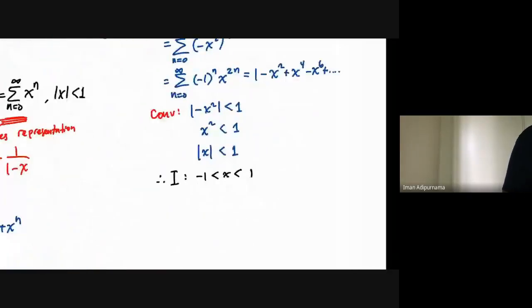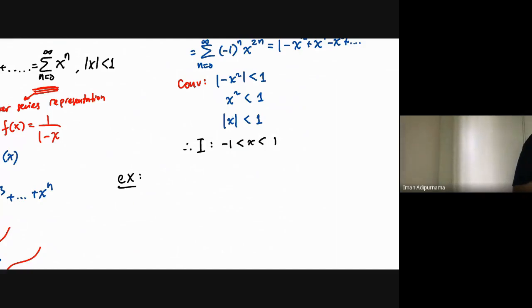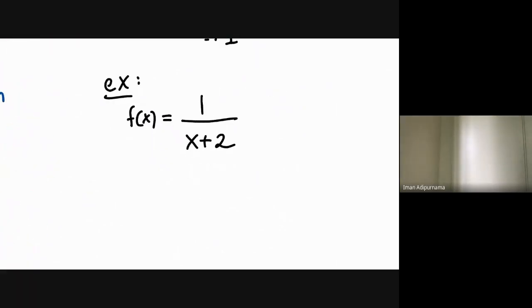Okay, that's the first case. Let's try the second case, another example. It's the same question, but the function is 1 over x plus 2. Now you can try this 1 over x plus 2. And always remember the idea. You need to replace it with the form 1 over 1 minus x. First thing, you need to manipulate this part to become similar to this function. So it's like playing a game, right? We just try to solve and find the form, the pattern.